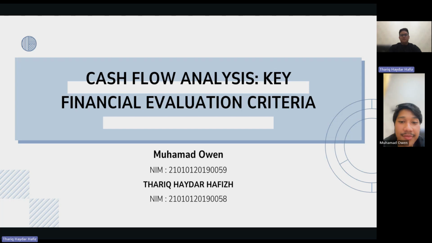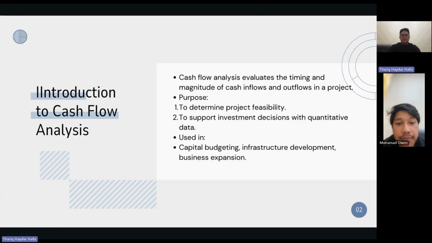Today we are going to present about cash flow analysis, key financial evaluation criteria. So, introduction to cash flow analysis. Cash flow analysis evaluates the timing and magnitude of cash inflows and outflows in a project. It has two purposes: to determine project feasibility, and to support investment decisions with quantitative data. It is used in capital budgeting, infrastructure development, business expansion, and so on.